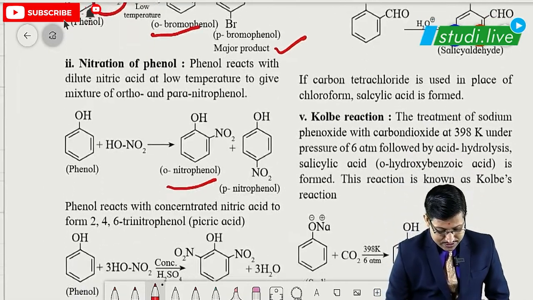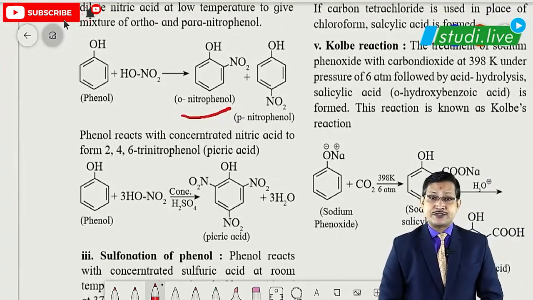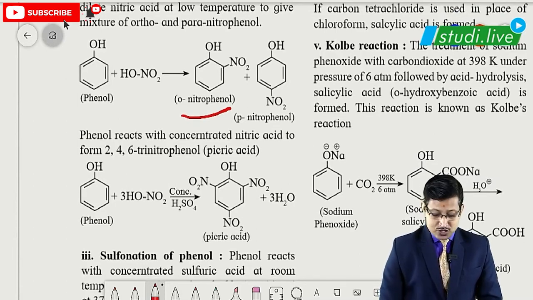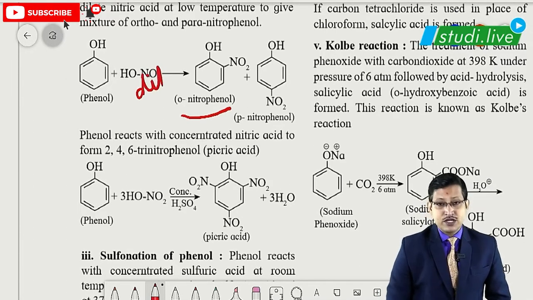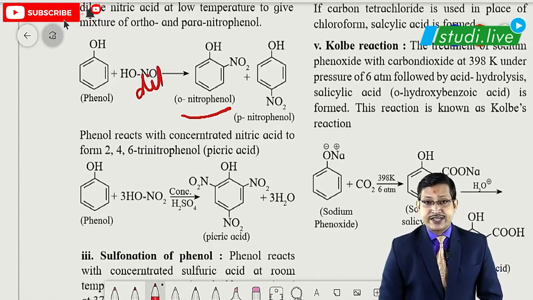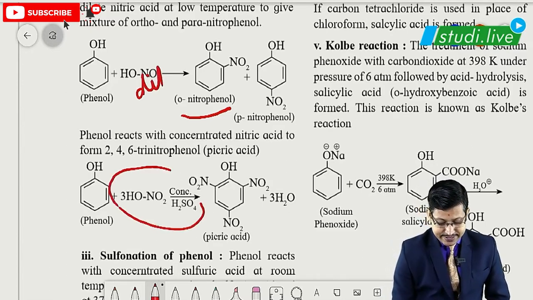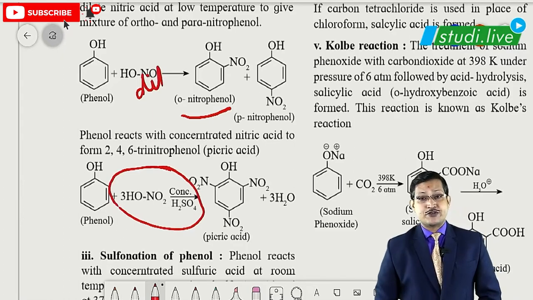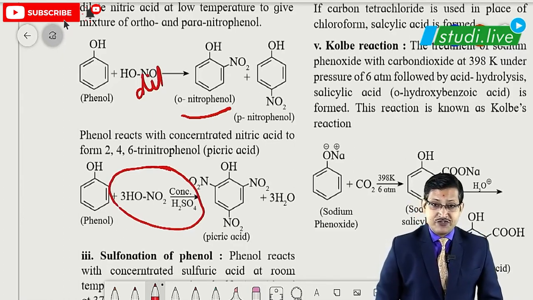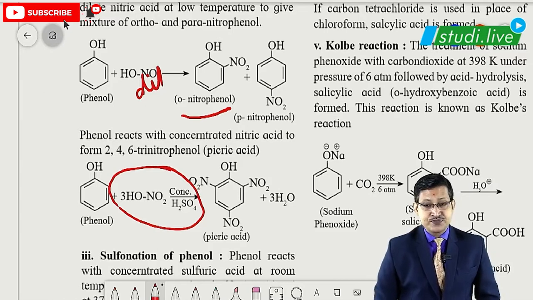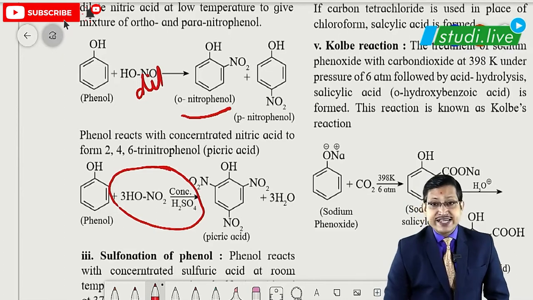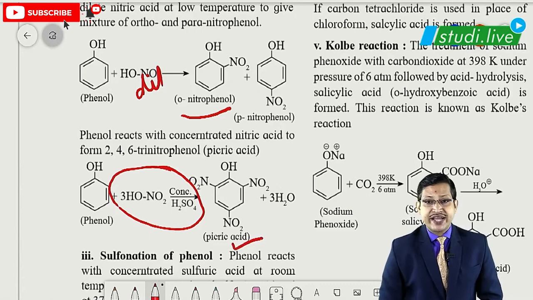The next one is the reaction with concentrated nitric acid. Previously, when I was talking about the nitration, it was dilute nitric acid. So here this is dilute nitric acid. Now here it will be concentrated nitric acid. And this together, yes, a new word: concentrated nitric acid and concentrated sulfuric acid together. What is that called? It is called nitrating mixture. So when phenol reacts with nitrating mixture, it gives you the formation of picric acid.